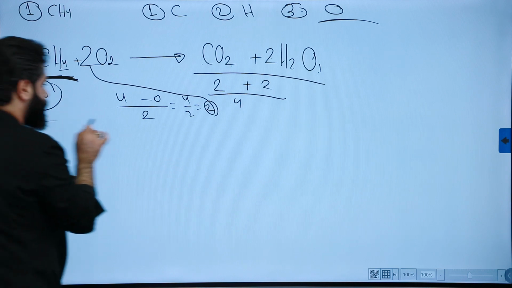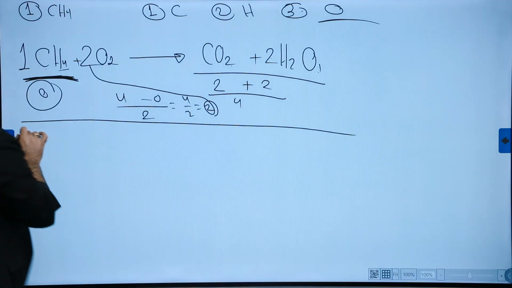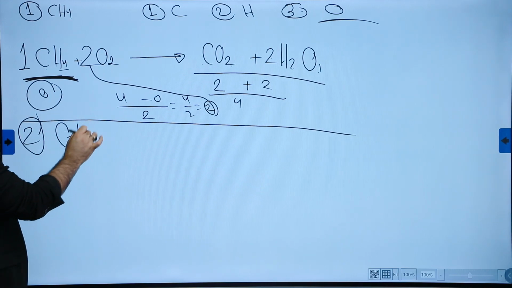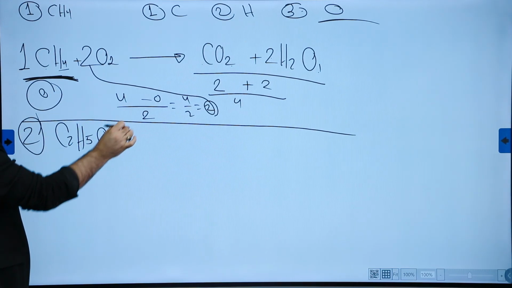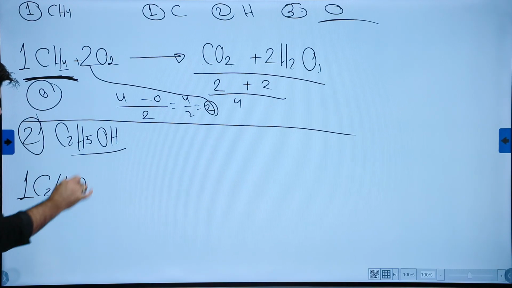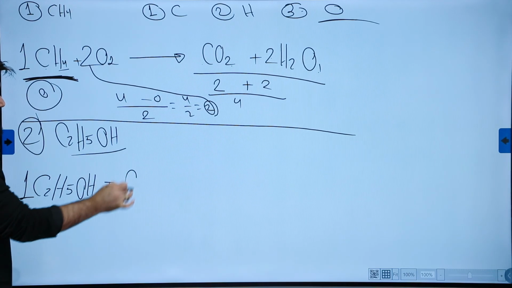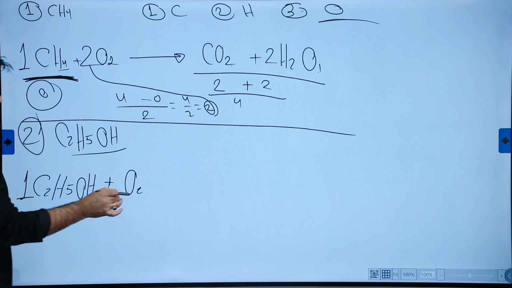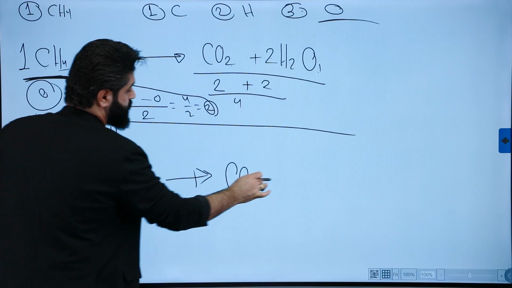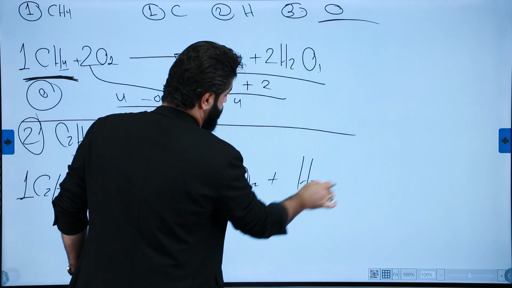Another one. The second example, C2H5OH. They take 1 mole of the substance at the reactant side. 1 mole of C2H5OH plus what? Plus O2. What are the products? As I said, CO2 and H2O.